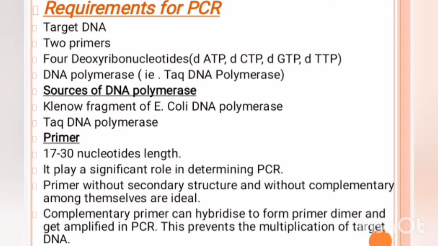Another enzyme used for PCR is the Klenow fragment of Escherichia coli DNA polymerase. Then the primers are used in this process. Primers are oligonucleotides of 17 to 30 nucleotides in length. The primers are complementary to the regions flanking the target DNA. It plays a significant role in determining the PCR.